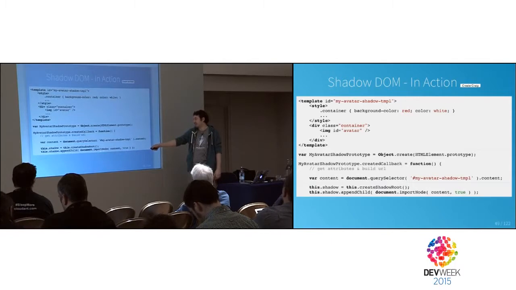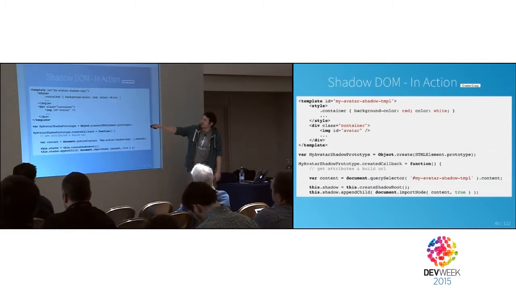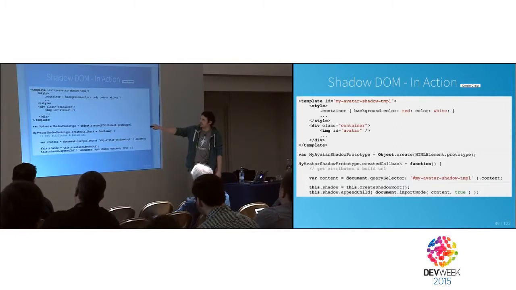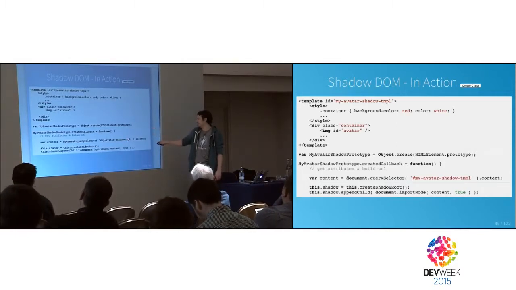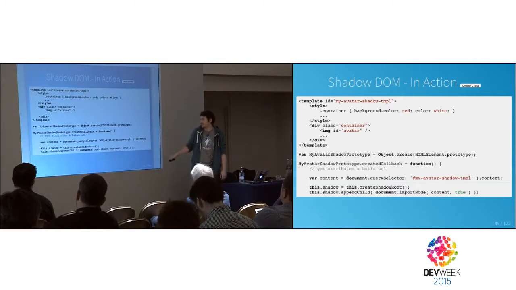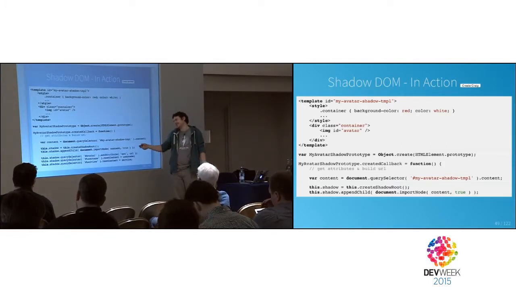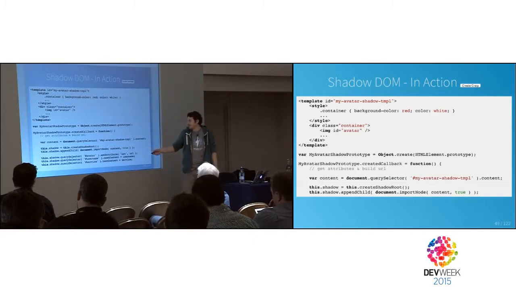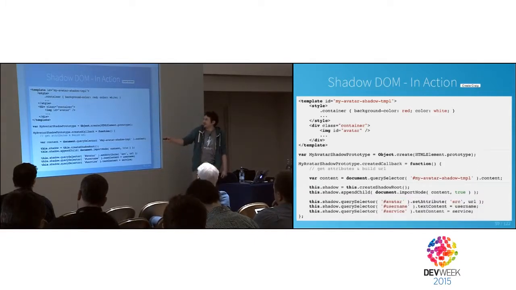And now I can append things to that shadow root. So I'm importing the non-inert, the instantiated version of this actual element, this content here, into the shadow root. And then I can do things like, does that work? I think that works. I'm getting the avatar and the username property, and I'm setting these values on it.